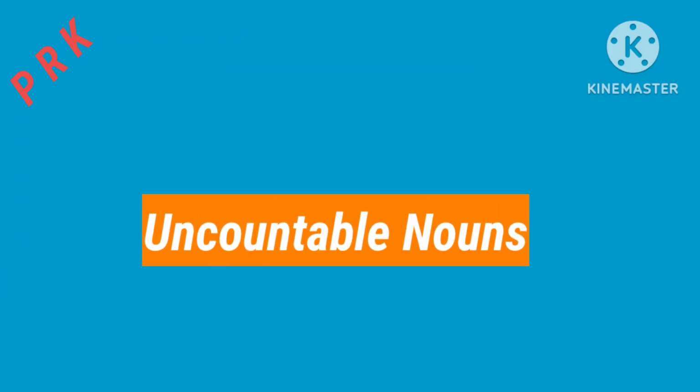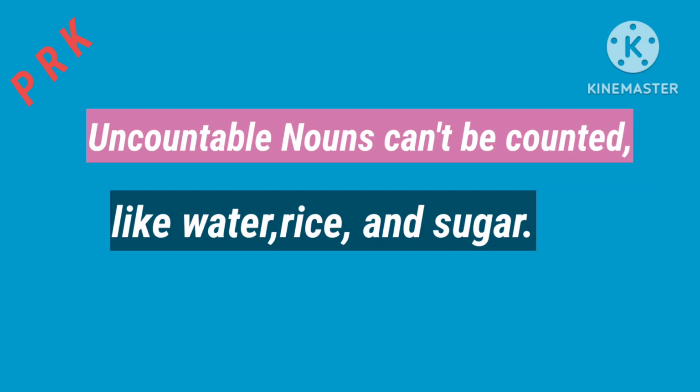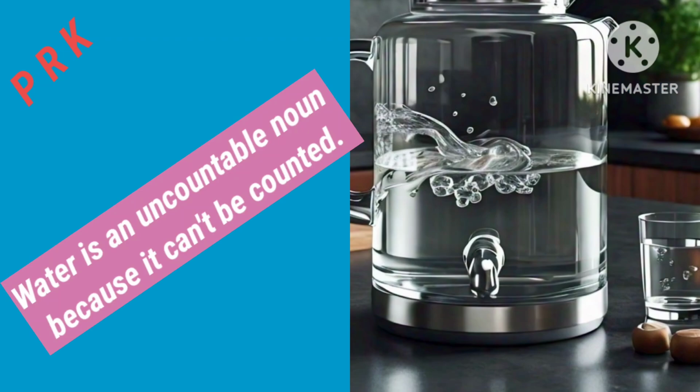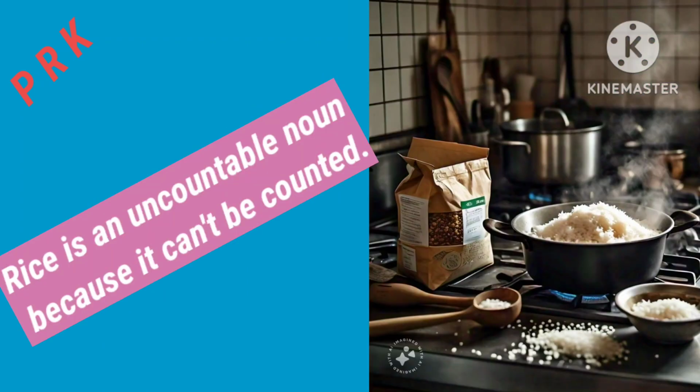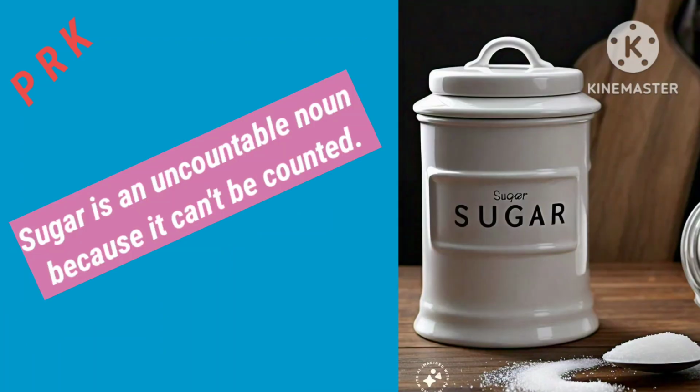Uncountable nouns. Uncountable nouns cannot be counted like water, rice, and sugar. Water is an uncountable noun because it cannot be counted. Rice is an uncountable noun because it cannot be counted. Sugar is an uncountable noun because it cannot be counted.